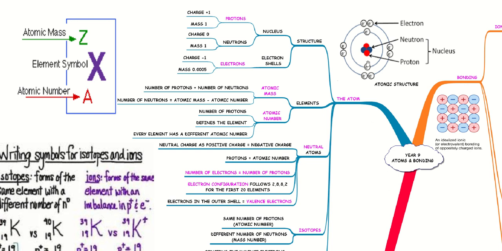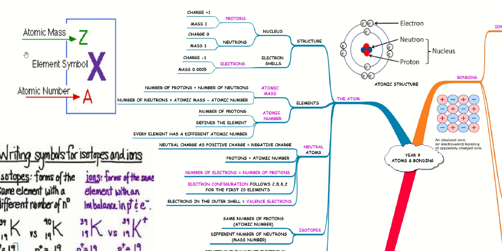So up the top here we have a classical diagram of an atom with the neutrons and protons inside the nucleus, and around the outside we've got electrons in their electron shells. Okay, protons and neutrons have a mass of 1, electrons have next to no mass, but protons have a charge of +1 and neutrons have a charge of neutrality.